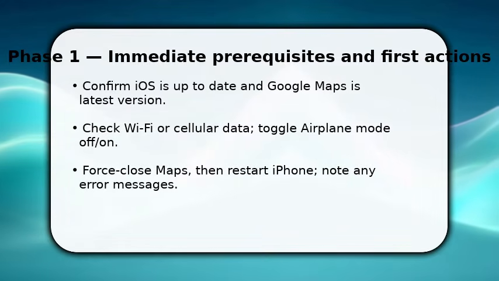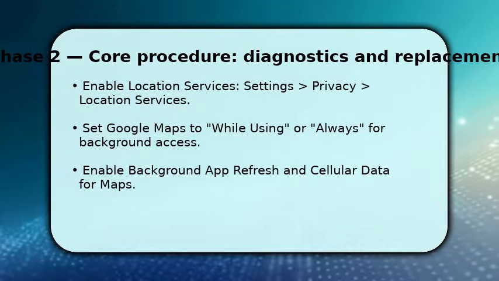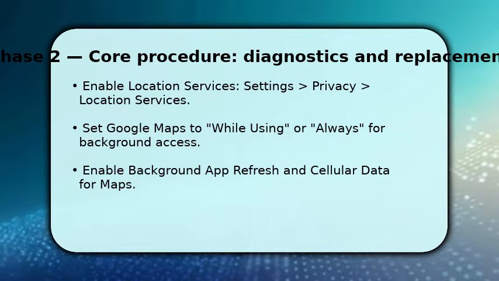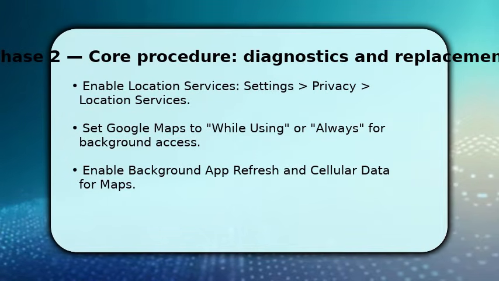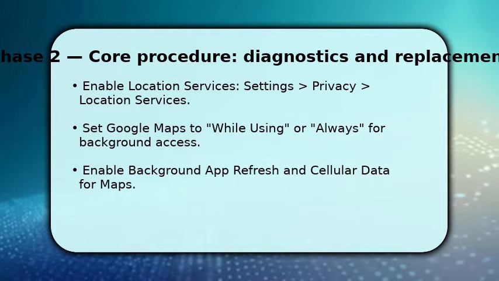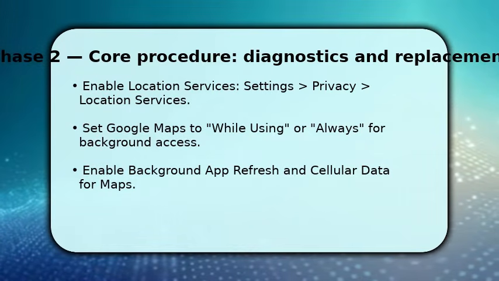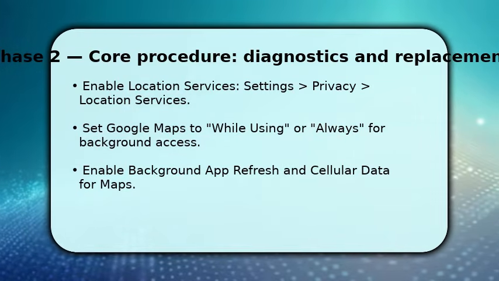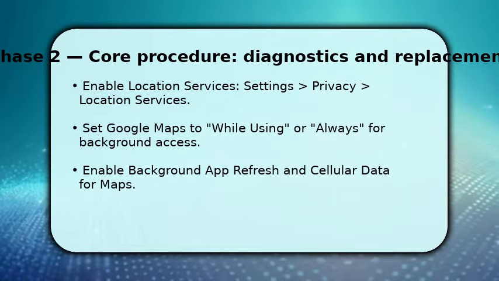You need location services turned on. Navigate to Settings, Privacy, Location Services, and confirm Maps is allowed to access your location. Make sure Google Maps permission is set to while using or always if you want background navigation. This prevents sudden drops. Also enable background app refresh and allow cellular data for the app so tiles and traffic updates download.